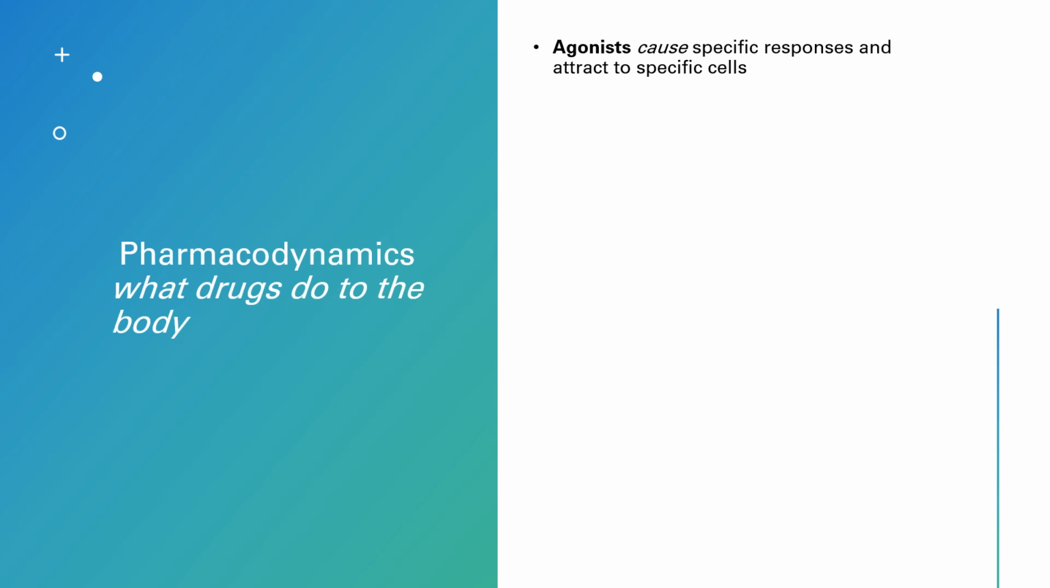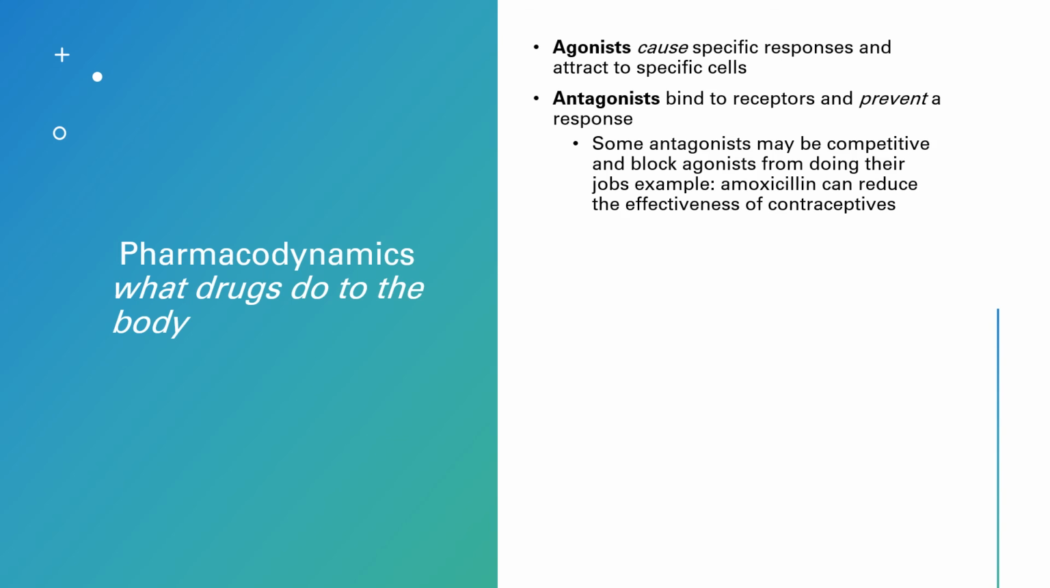Natural agonists include acetylcholine and hormones. A synthetic agonist is succinylcholine, which we will use. It's a muscle relaxant that we use in surgery. But I want you to take away that these agonists cause specific reactions, and it's like a key that is specific to a lock and it will open the door. Those are your agonists. Then we have antagonists.